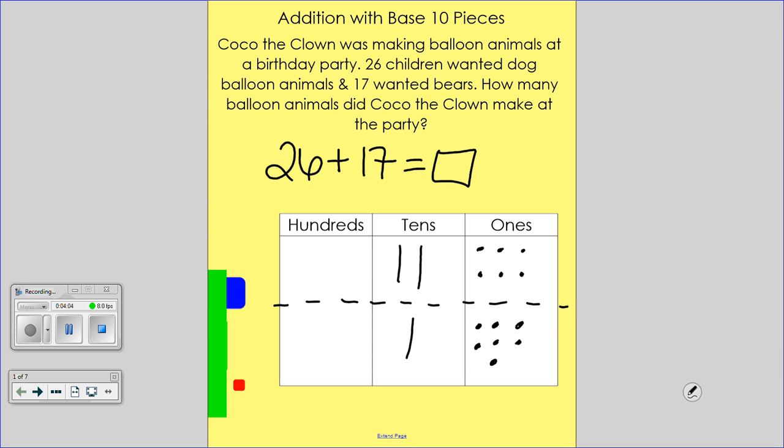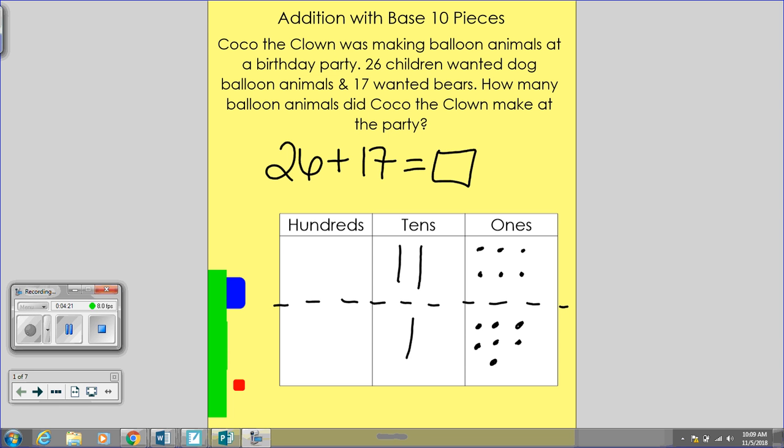Alright, I would like you to move your notebook just to the side a little bit. Keep it open, but move it to the side. And I want you to create the exact same setup with your base 10 pieces on your desk. It is really important when we are adding and subtracting that we start with our smallest unit, our ones, because we might have to trade out for some things. And we'll talk about that as we come across it.